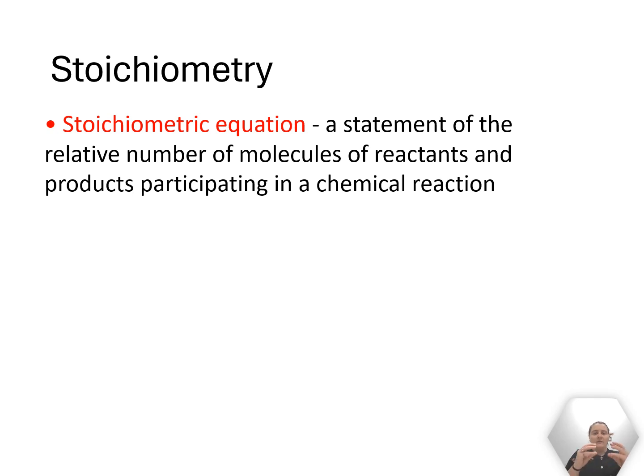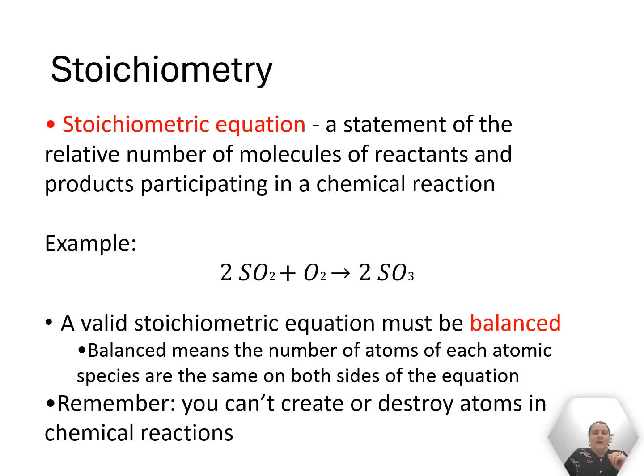When we have a statement of the relative number of molecules in the reactants and the relative number of products that are participating in a chemical reaction, we call that a stoichiometric equation. So for example, let's say that we have 2 SO2 plus 2 O2 generating 2 SO3. That is a stoichiometrically valid equation.